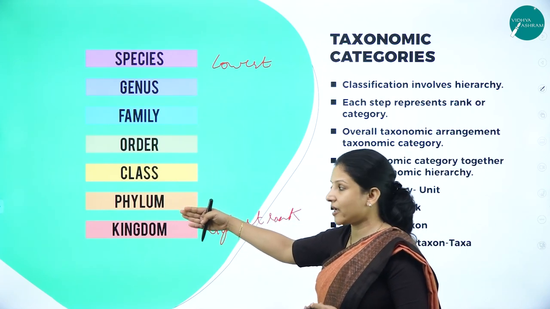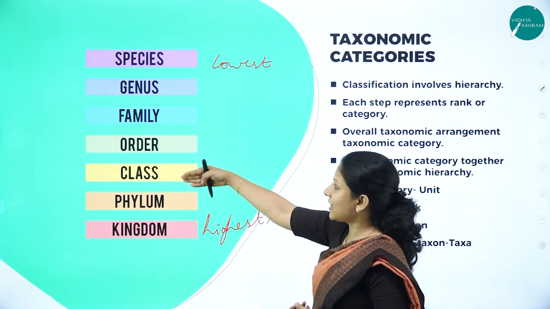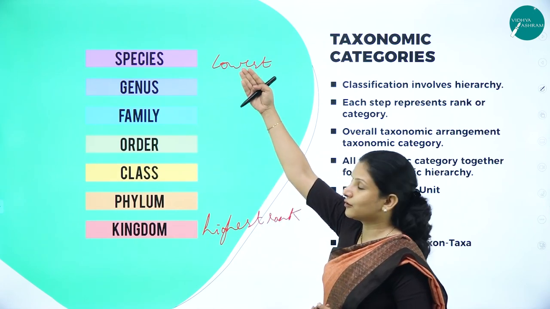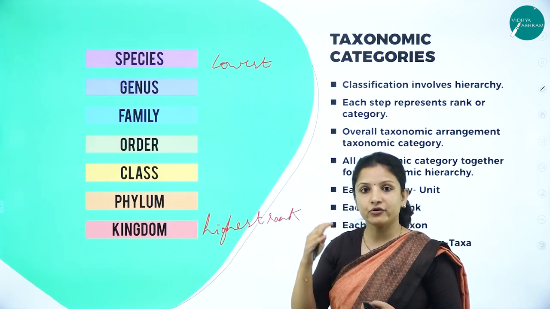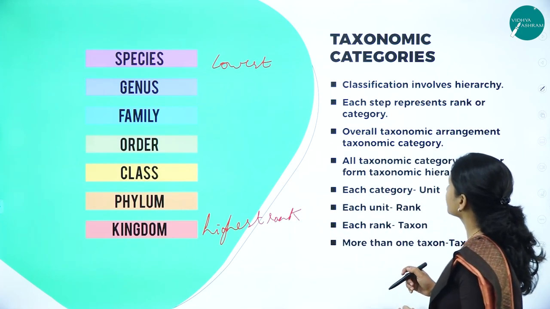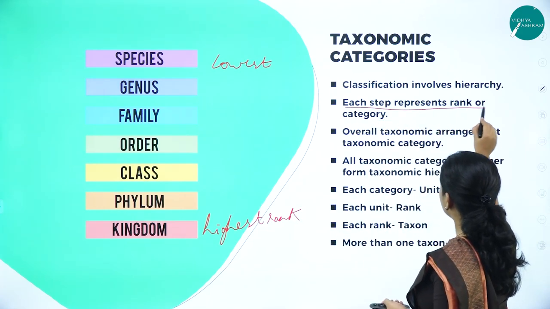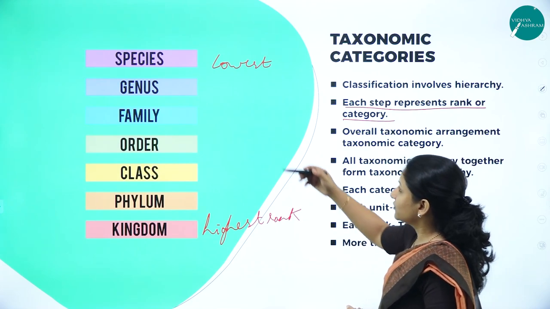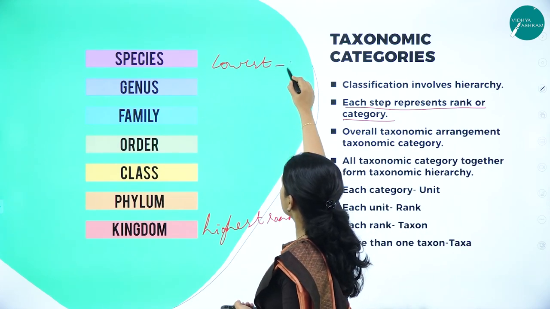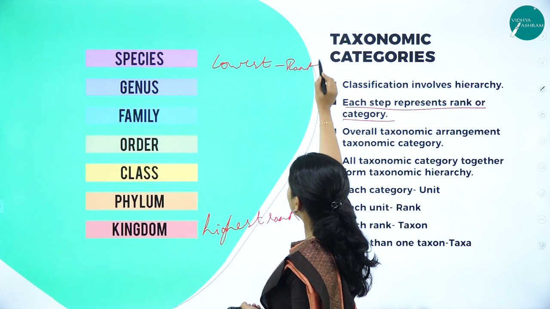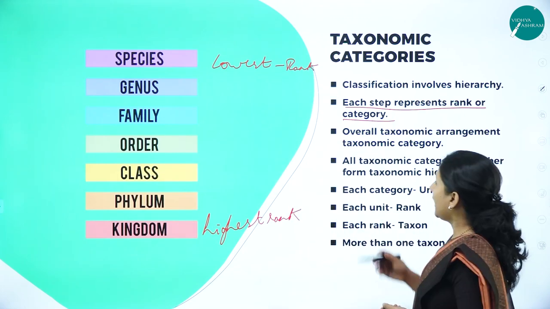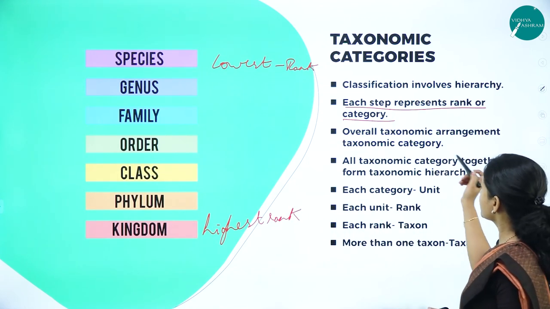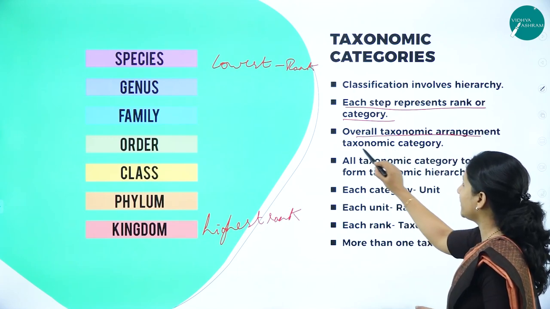Kingdom is the highest rank, next come the phylum, next class, order, family, genus, and the lowest rank, or the last rank or unit of classification, is the species. And each step represents a rank or category. So each step of classification, you call it a rank or a category. And overall, the taxonomic arrangement is called taxonomic category.